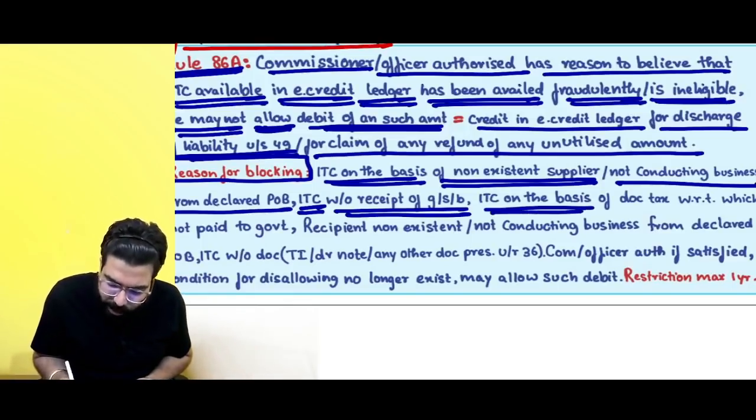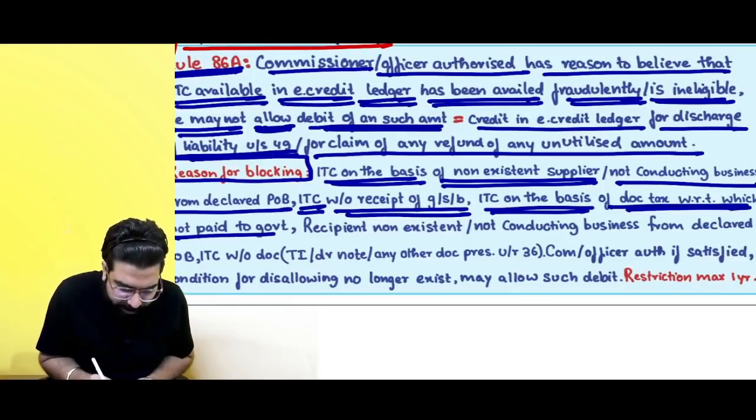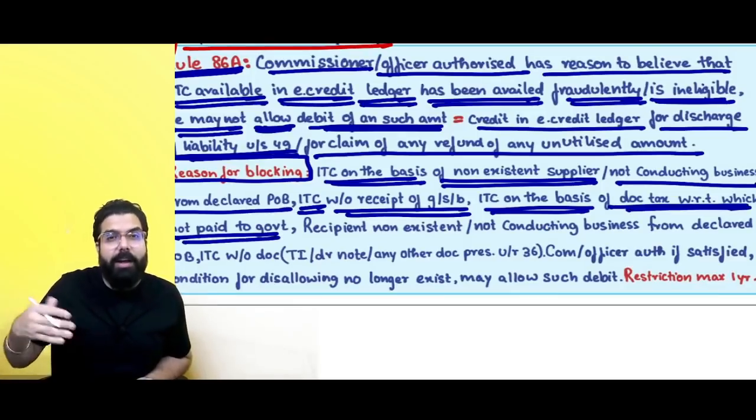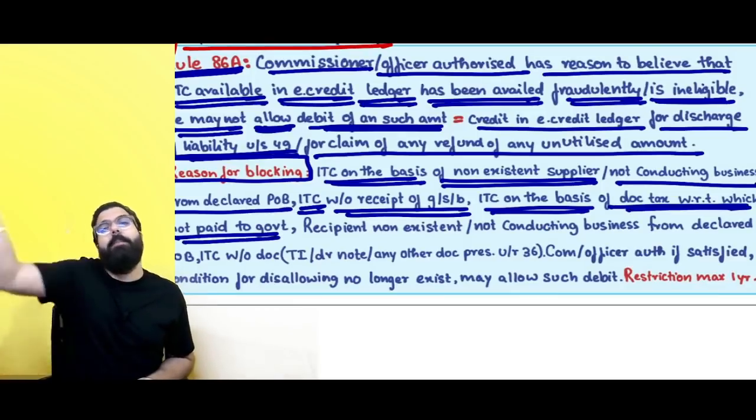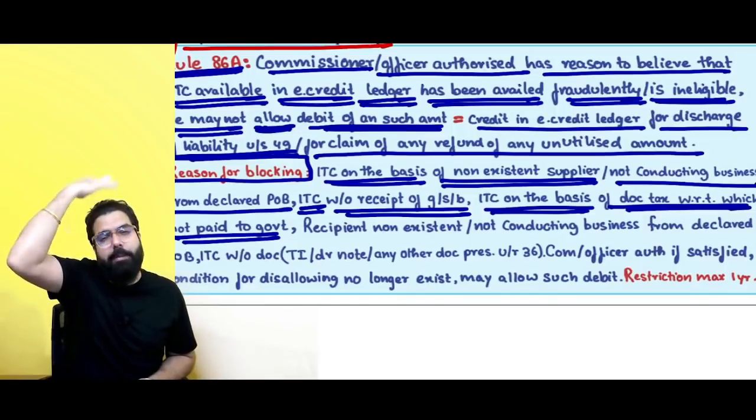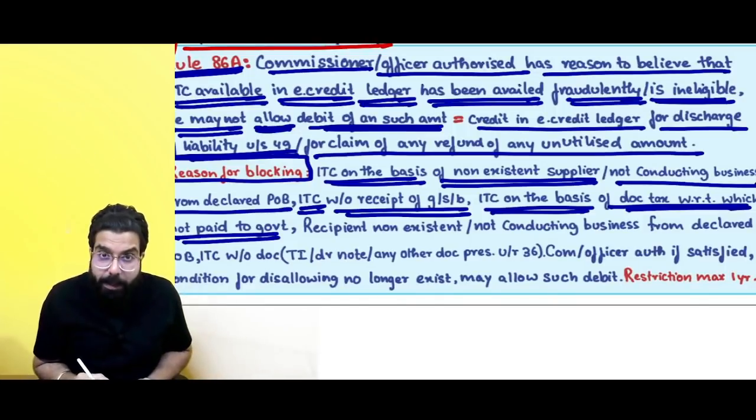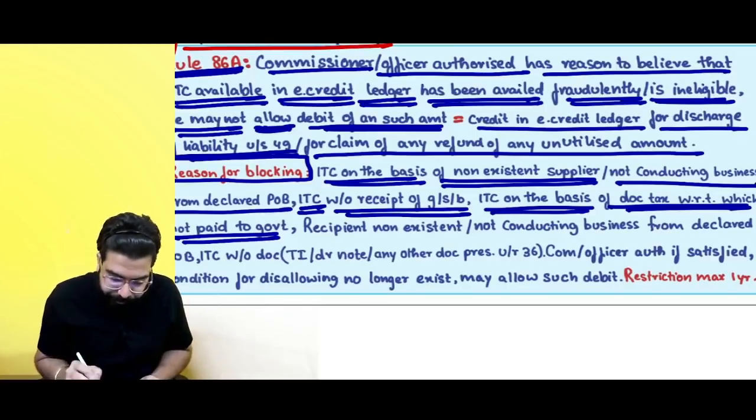Next, ITC on the basis of a document with respect to which tax is not paid to the government. Sir, you purchased from the supplier. The supplier did not pay the tax to the government. Government will block the credit. You should always buy from trusted suppliers only.